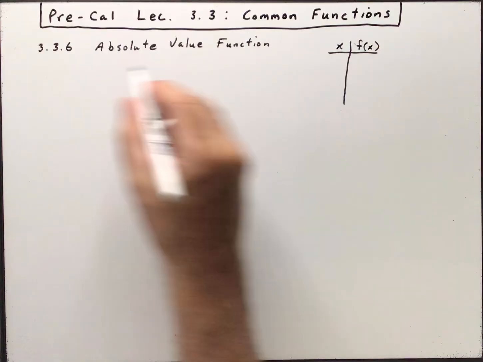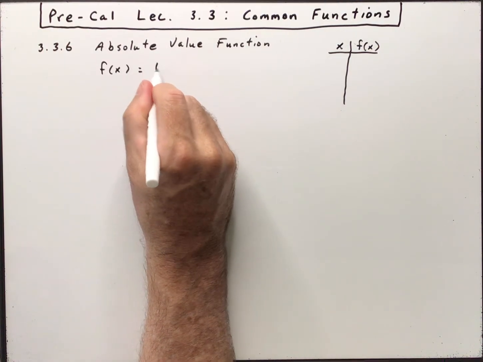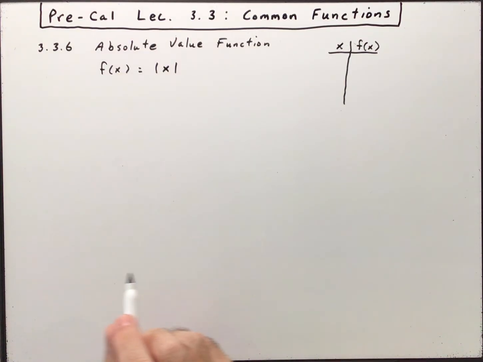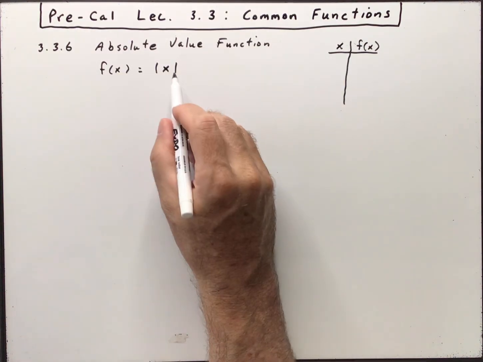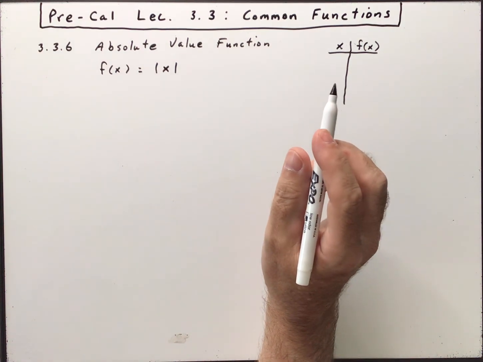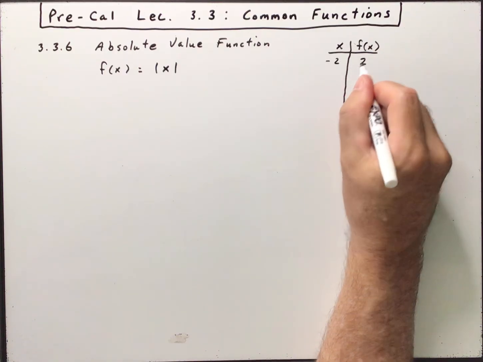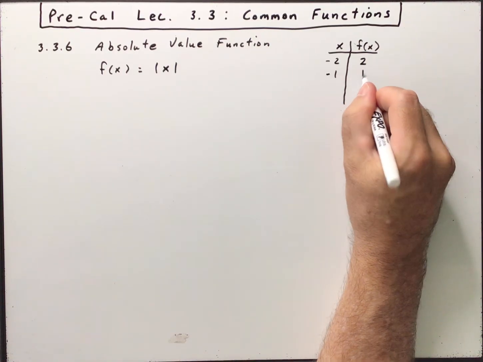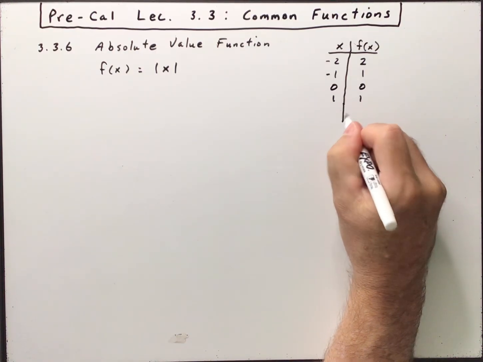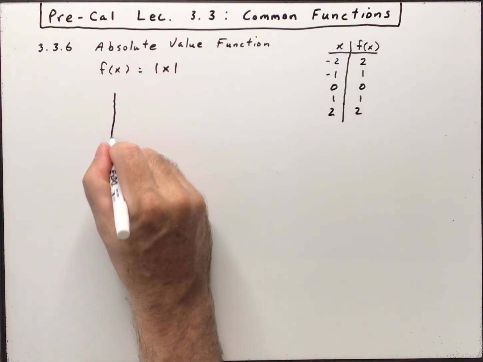All right, so this would be f of x is equal to the absolute value of x. So we've dealt with absolute value in chapter 1. It makes any number positive when you take the absolute value of it. So if x is negative 2, f of x would be 2. If x is negative 1, f of x is 1. 0, 0, 1, 1, 2, 2. So what does this graph look like?